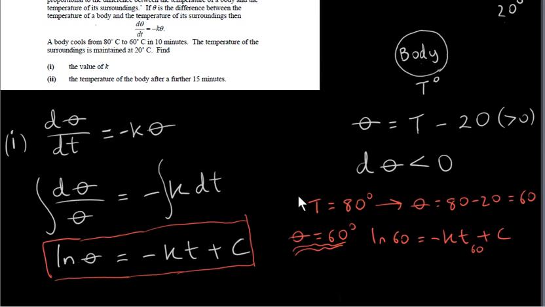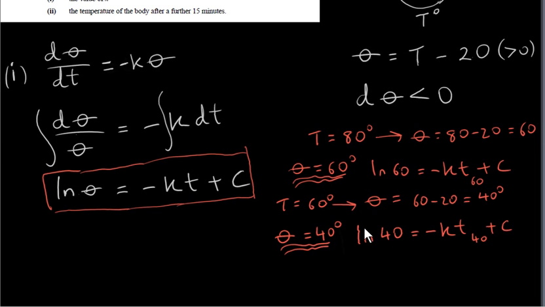We could do something similar then for the other temperature. The body cools from 80 degrees to 60 degrees, so when the body is 60 degrees, then we can get theta. Sorry, 60 minus 20. Theta is the temperature of the body minus the surroundings. That's 60 minus 20, which is 40.